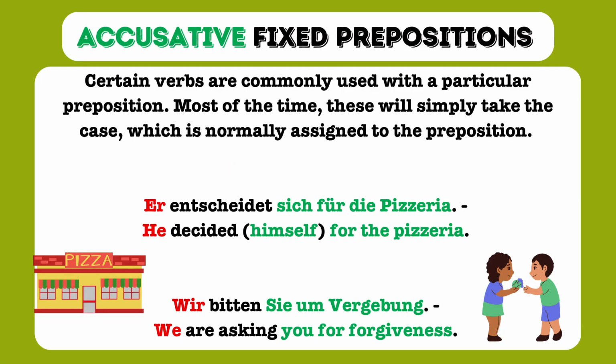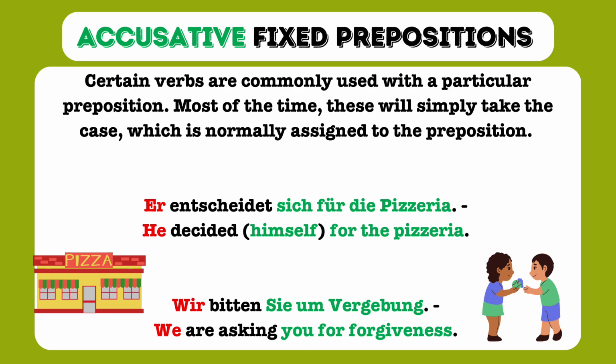In addition to the prepositions that we normally use with the accusative case, there are certain times when a preposition will just be attached to a verb, and it will be used in a way that doesn't really fit the ways we usually use that preposition. For example, er entscheidet sich für die Pizzeria. He decides for the pizzeria. This does not mean that he's making decisions for the pizzeria, literally speaking. He is deciding for himself that he would go to the pizzeria. So this isn't exactly the way we would usually use the preposition für.